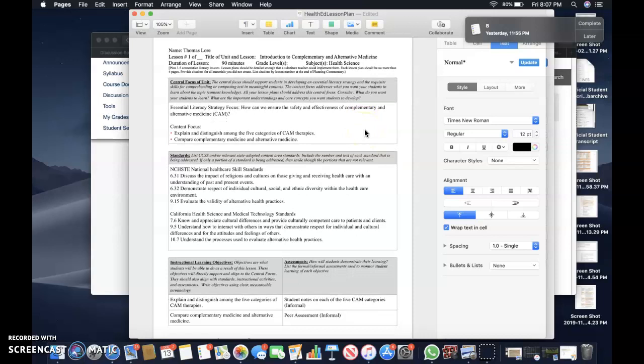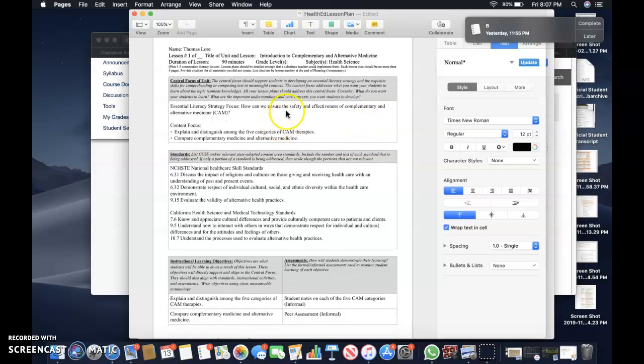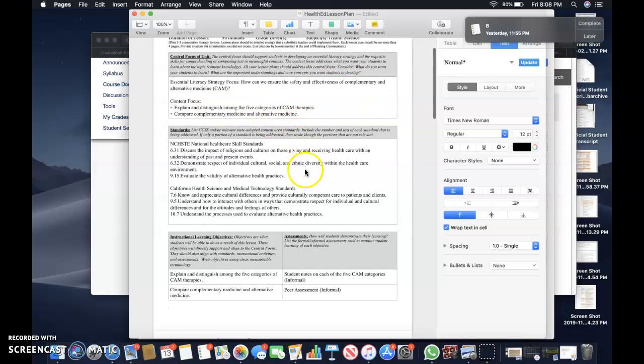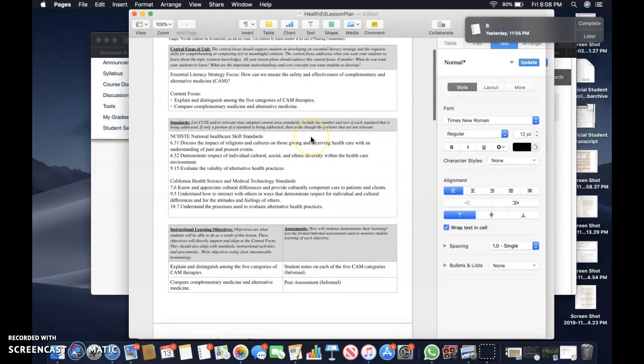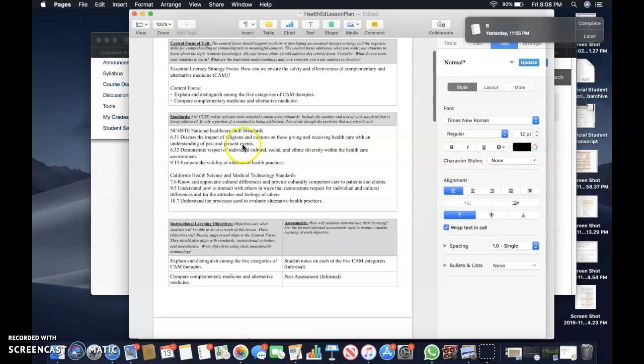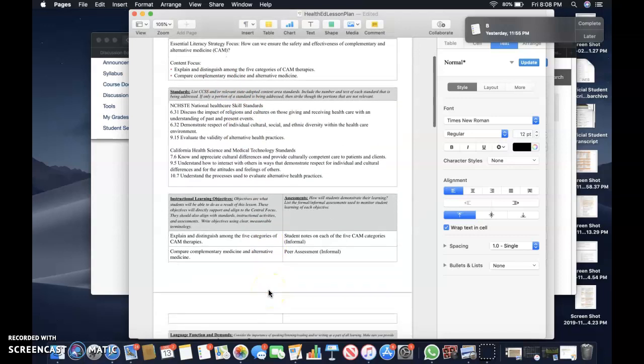Anyways, the essential literacy focus was how can we ensure safety and effectiveness? Safety and effectiveness are the two main words in complementary and alternative medicine. The content focus is to explain and distinguish the five categories of CAM, which is complementary and alternative medicine. We have the standards in here, and here are the learning objectives, which go with the content focus.